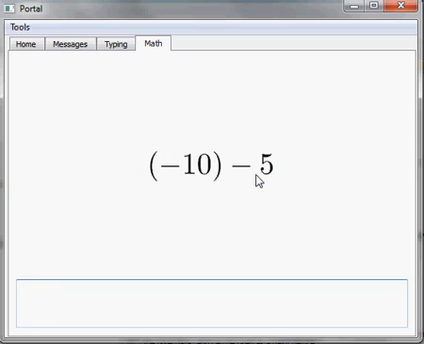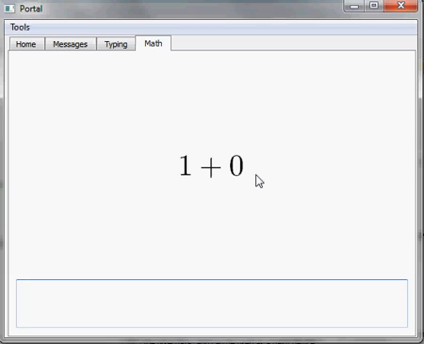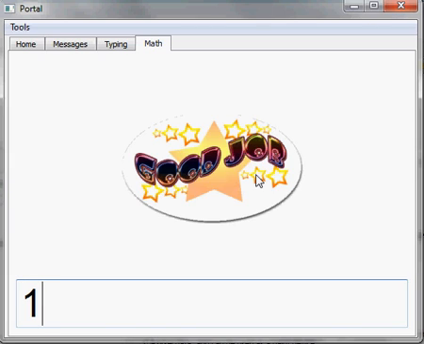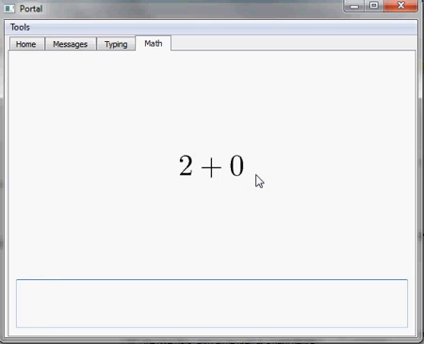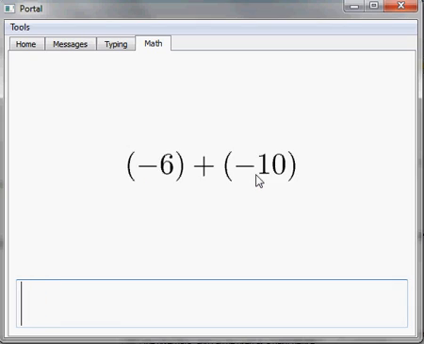Again, -a minus b, you add them and make it negative. That's -15. 1 plus 0. That's a little bit too easy. 2 plus 0. We're kind of getting some easy ones here. -6 plus -10. Remember, you take the plus and the minus, they cancel to make a minus, and you end up with -6 minus 10.